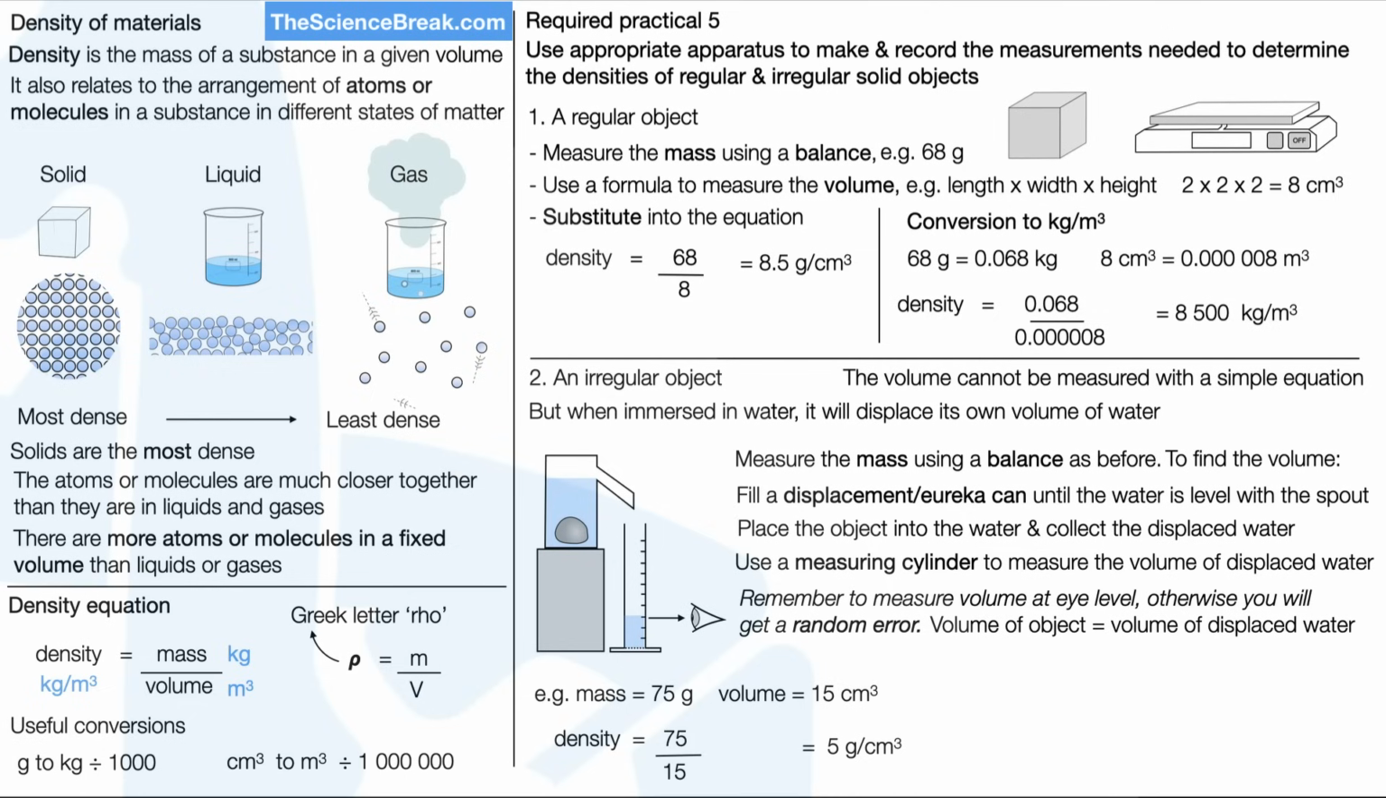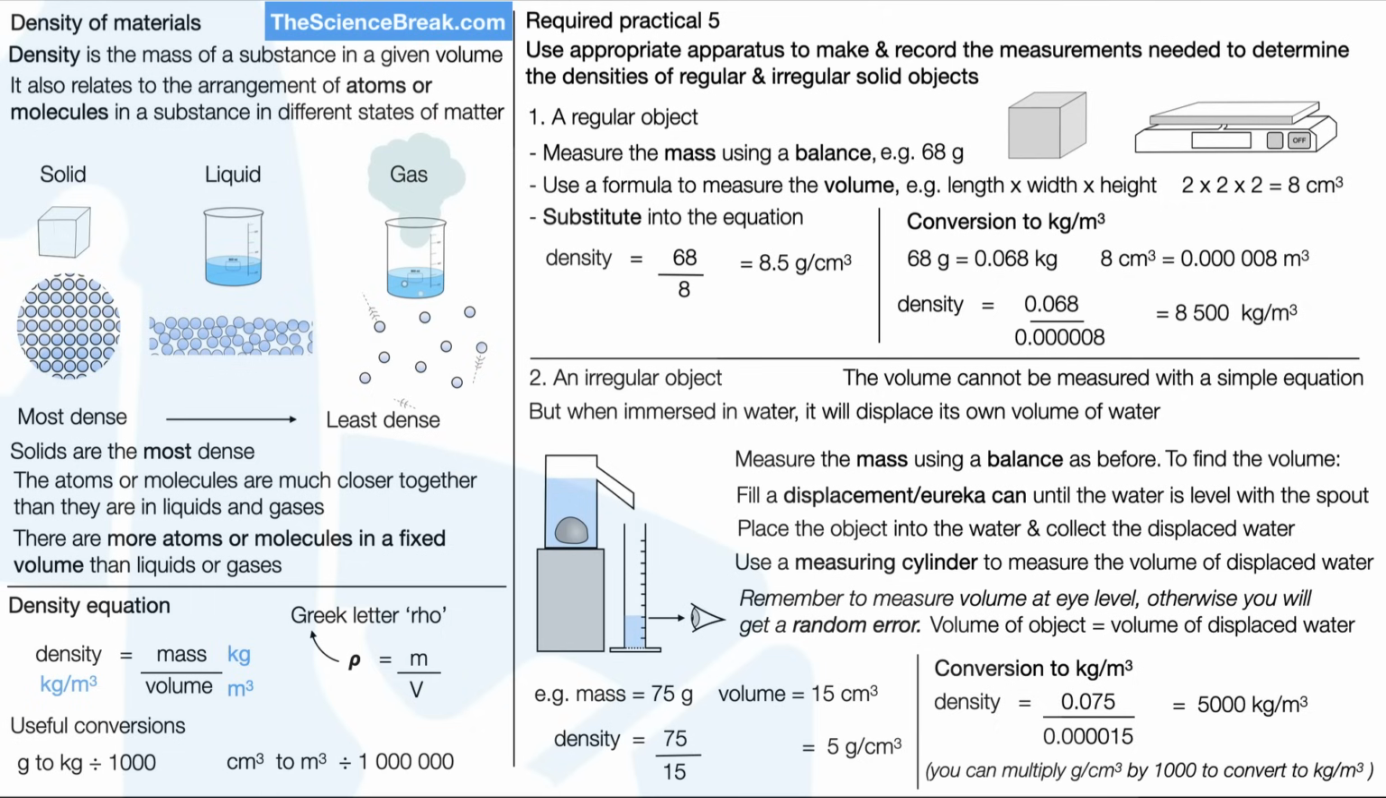So we're using grams and centimeters cubed from the question. However, we could convert to kilograms per meter cubed by dividing the mass by 1,000 to get kilograms, and dividing the volume by 1,000,000 to get meters cubed. That would give us 0.075 divided by 0.000015, and that's an answer of 5,000 kilograms per meter cubed. You may want a little shortcut here. That would convert directly to kilograms per meter cubed. That's an easier way to do it if you wish to try it like that.